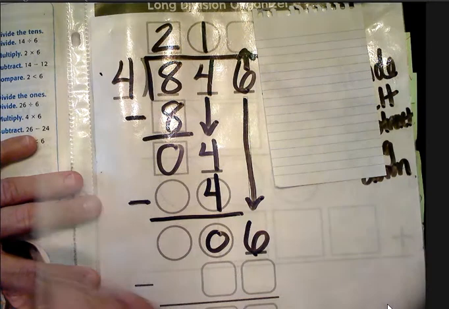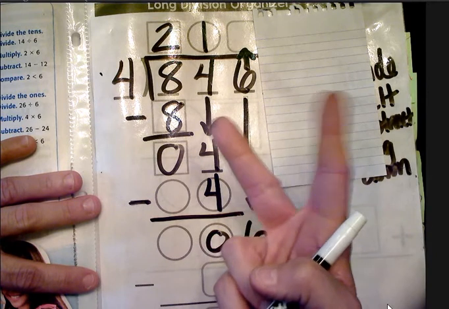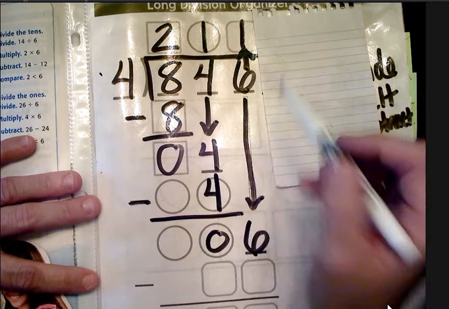How many times does 4 go into 6? Well, 1 times 4 is 4. 2 times 4 is 8. That's too big, so just a 1 fits. It only fits 1 time without going over. We multiply. 1 times 4 is 4. We subtract. 6 minus 4 is 2.